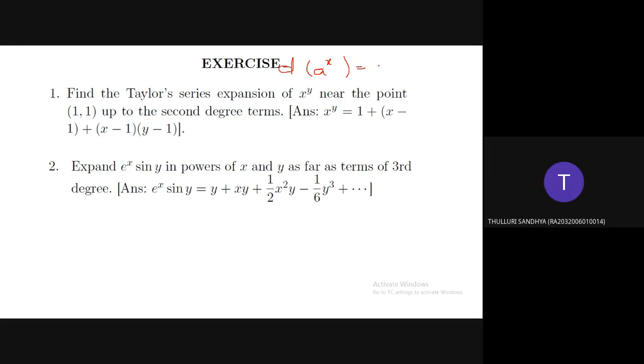A power x. The answer is correct, only a small mistake. Not by, it is a power x into log e. Otherwise, we can verify online. What is the differentiation of a power x? A power x log a.